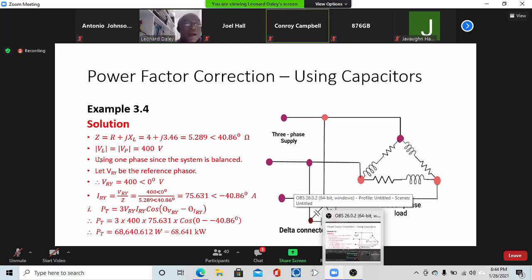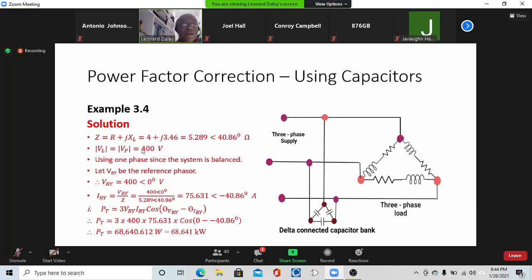All right. So this is a delta system, and VL is equal to V phase. So we're using one phase since the system is balanced. And we're going to use VRY as our reference phasor. So VRY is 400 at angle 0.